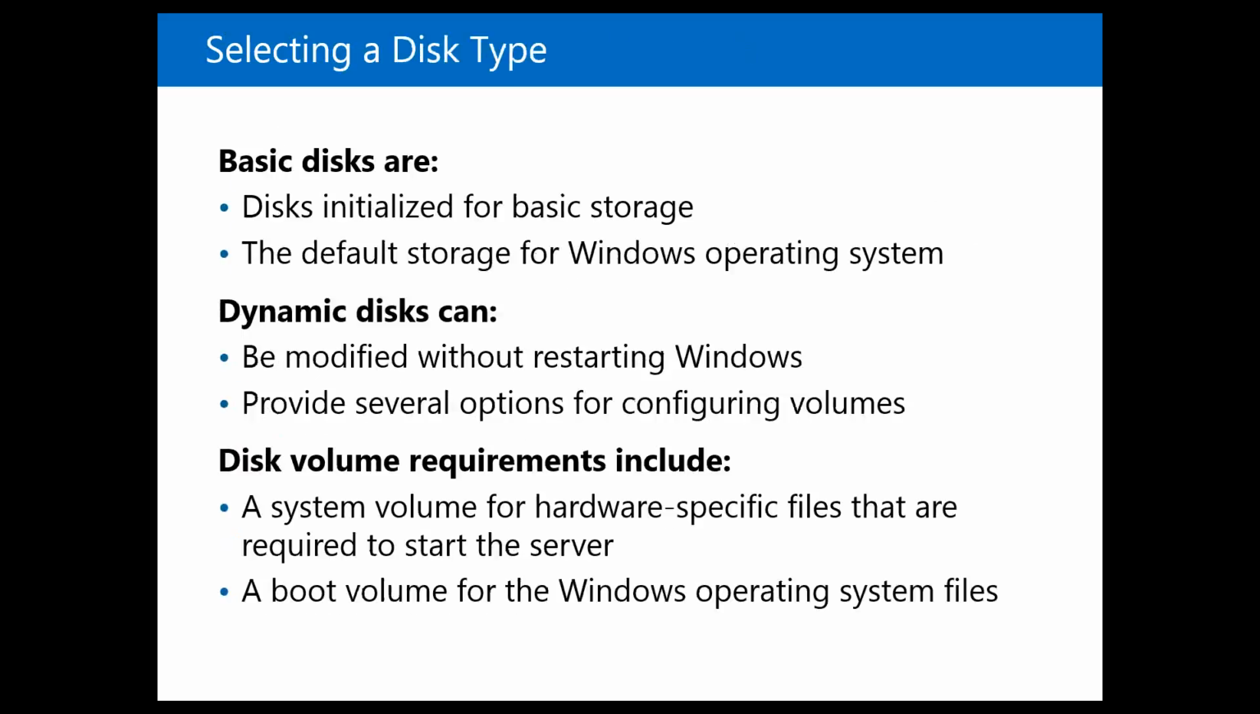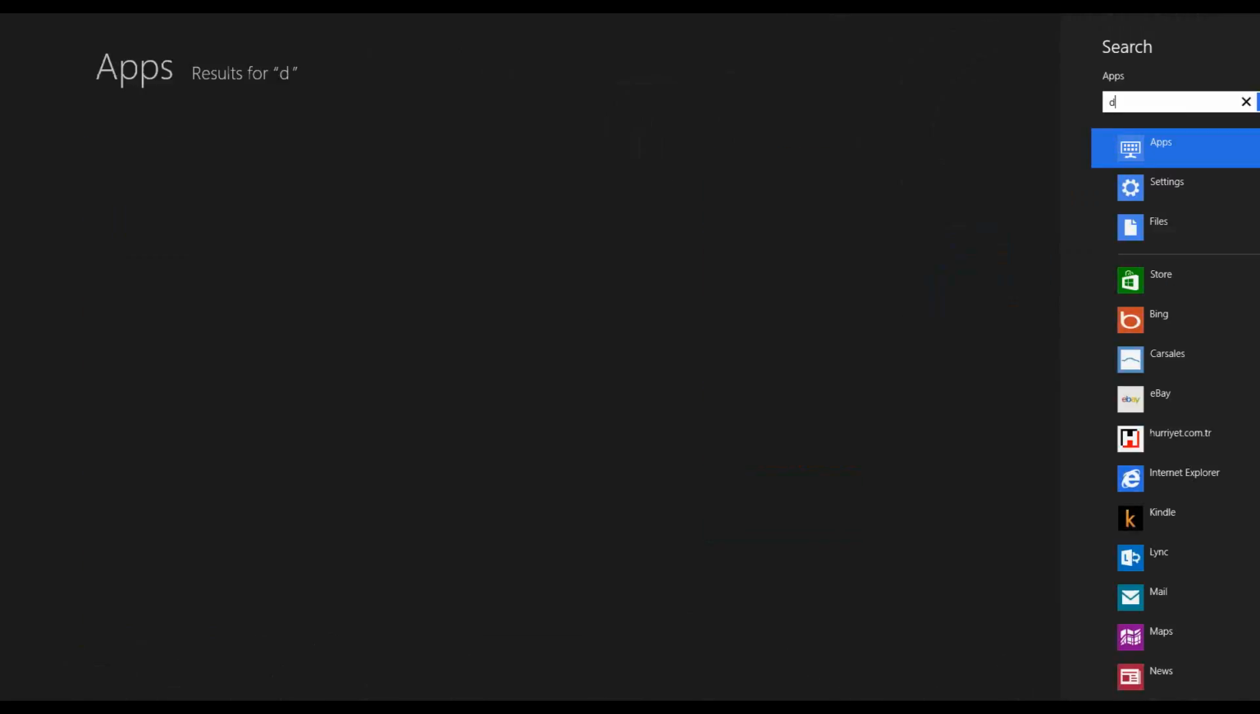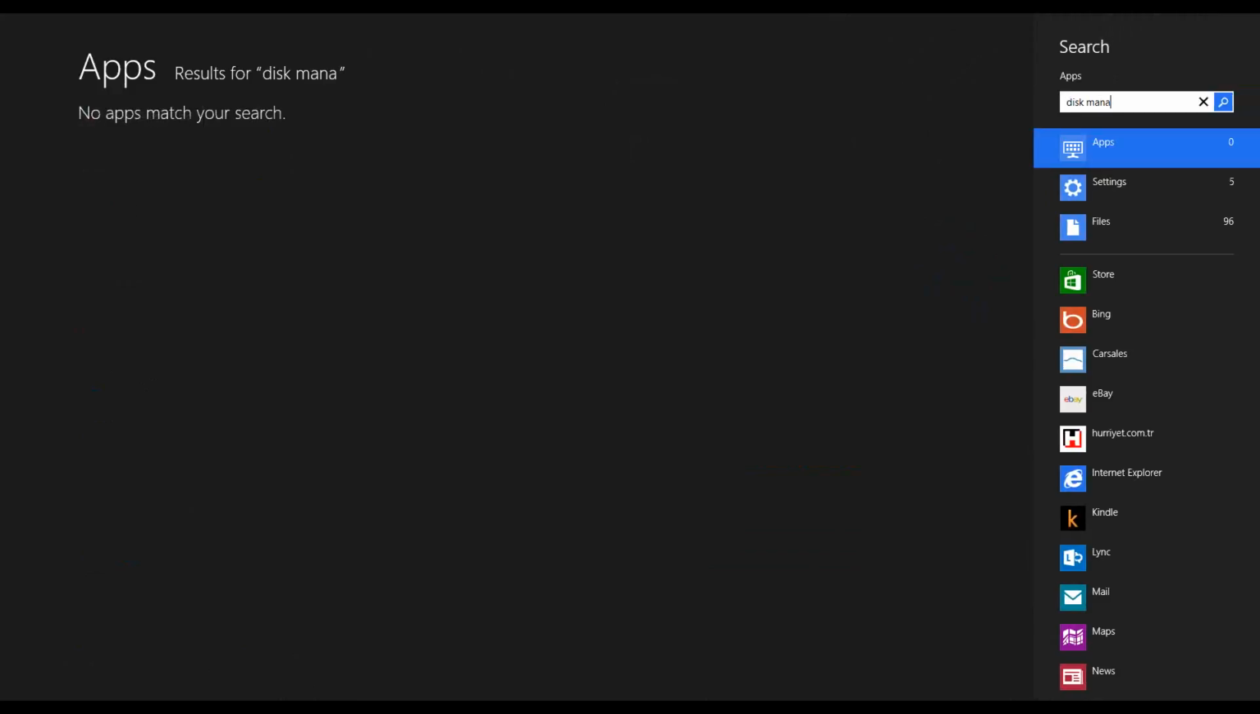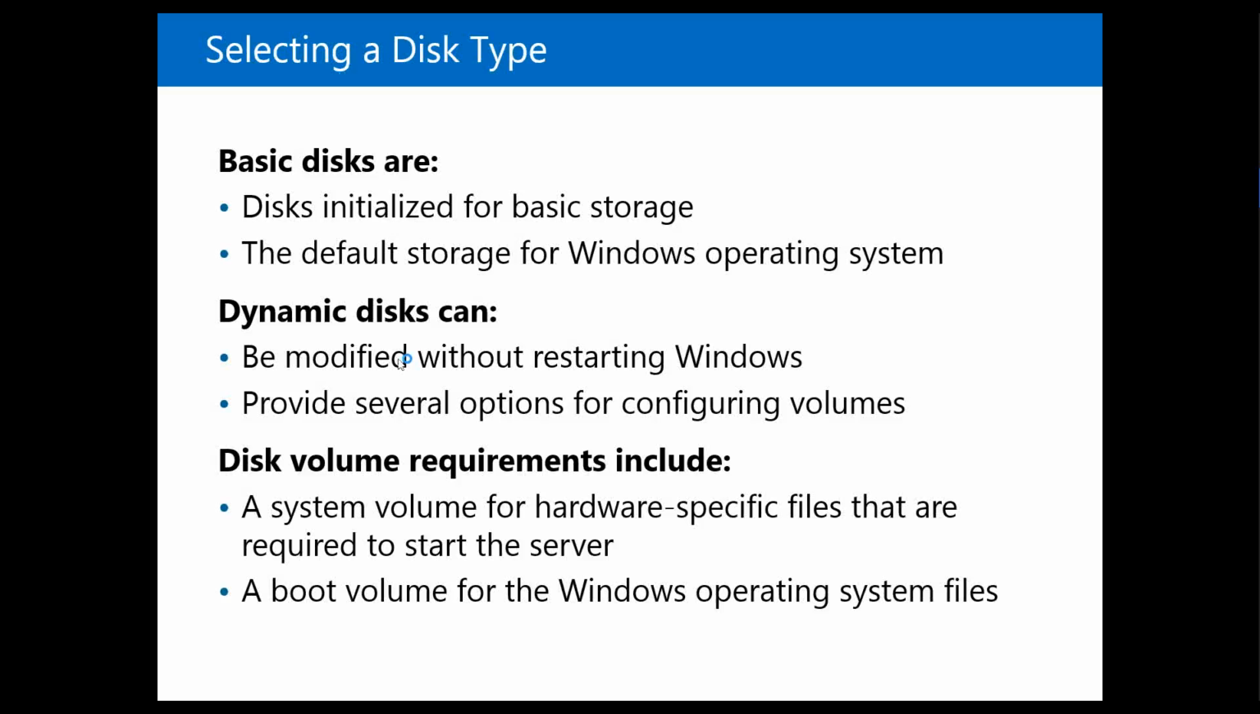Okay, let's talk about disk types. What are the disk types? We have a basic disk, dynamic disk, and disk volumes. Basic disk is the default installation option. What it does basically, let me just open Disk Manager. Alright, I go to settings. I'm just opening my Disk Manager. It should come shortly.